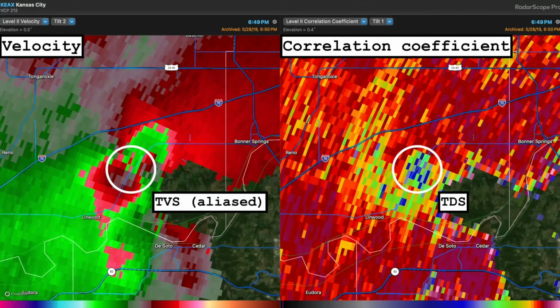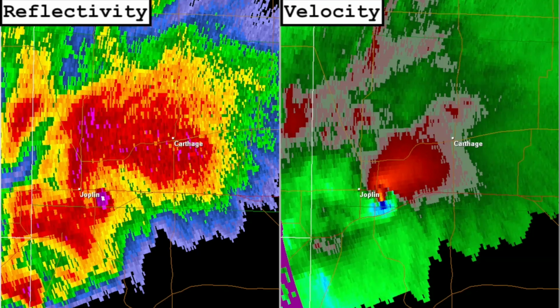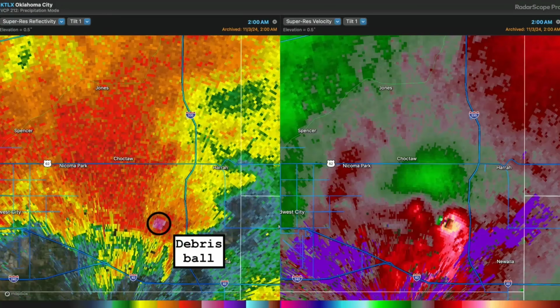While correlation coefficient provides the most effective way to see lofted debris via radar, differential reflectivity also has utility in this regard. The random orientation and irregular shape of tornado debris typically yields an area of low differential reflectivity coincident with the tornado vortex signature. In addition, intense, damaging tornadoes can exhibit a reflectivity feature called a debris ball. This is a small area of enhanced reflectivity coincident with the TVS at the tip of a supercell's hook echo. The large size and concentration of lofted debris in and around a tornado returns an increased amount of energy to the radar, which yields enhanced reflectivity.